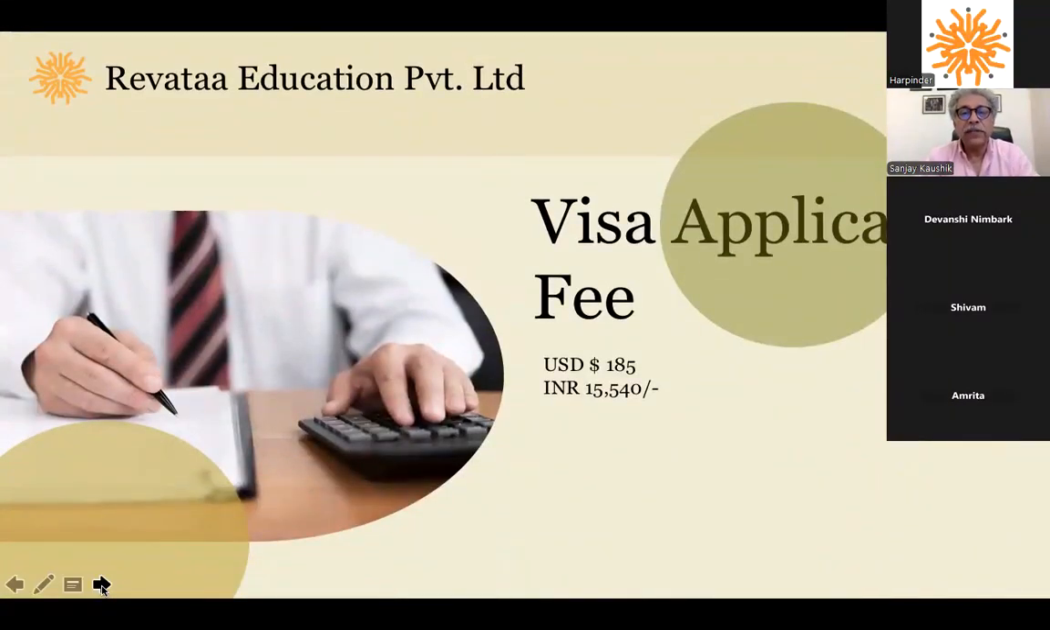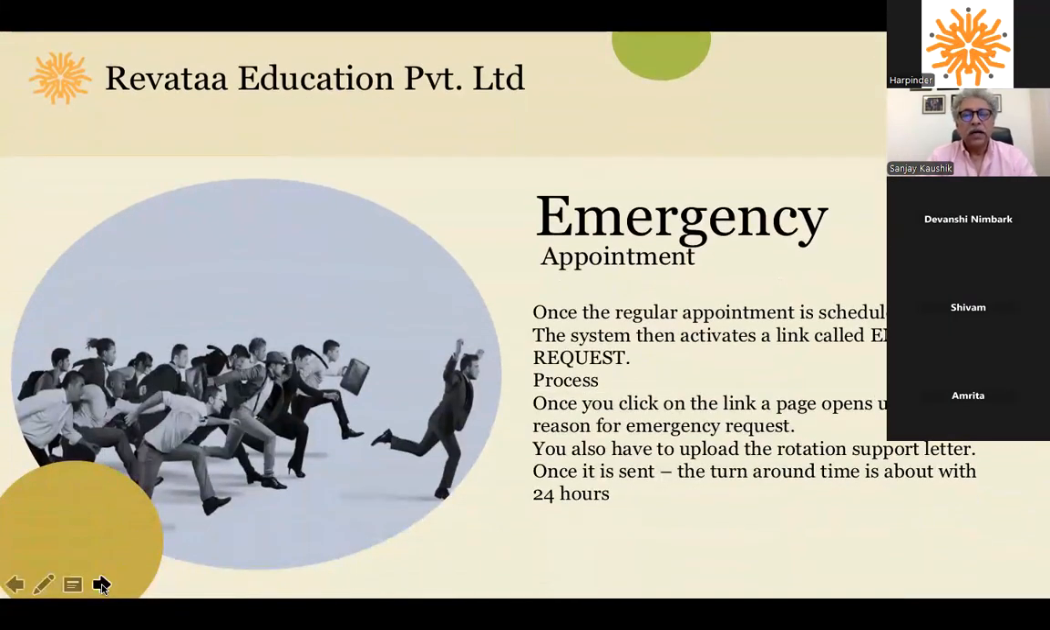Right? So visa application fees, like I mentioned, it's $185. Because the dollar rate has changed, it has jumped from 15,540 now to close to about 17,000 rupees. There's also a system where you can request an emergency appointment. First, you have to complete your process of filling your DS 160, creating a profile, paying the visa application fees, and scheduling an appointment.